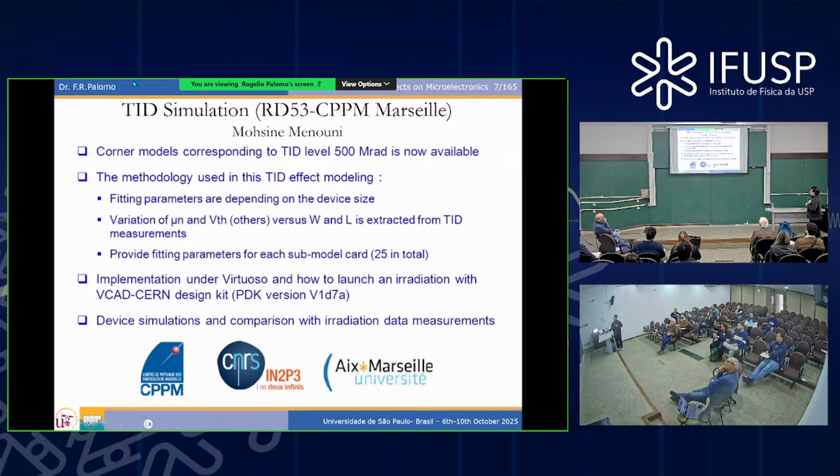Just for you to get used to the terminology, the name is corner models. Typically when you design a circuit, even without radiation, you need to know how the simulated device behaves if the temperature or the bias voltage is changing. So typically this is named as corners. In that case, you have to add more corners.